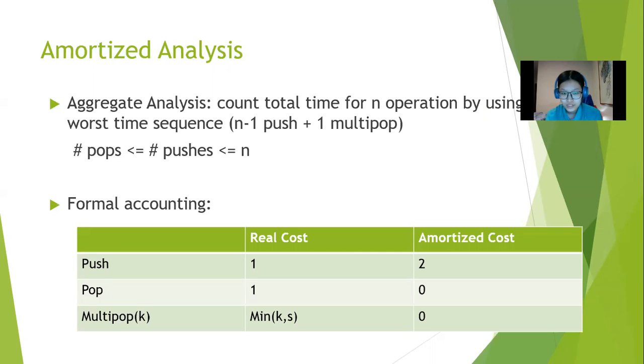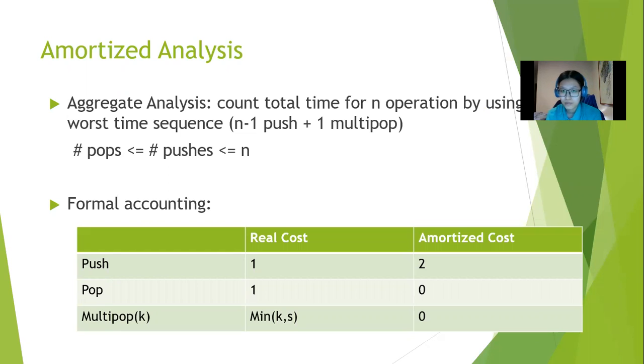As for formal accounting, we can see the table below, and we know the real cost is 1 for push and 1 for pop. For multi-pop, it would be the smaller number between the number of elements left in the stack and the k that we pick. But for amortized cost, we pay before. When we push an element, we know that later it might be popped, so we give it 2 instead of 1. Since we put $1 more on the element, we can give 0 to both pop and multi-pop.